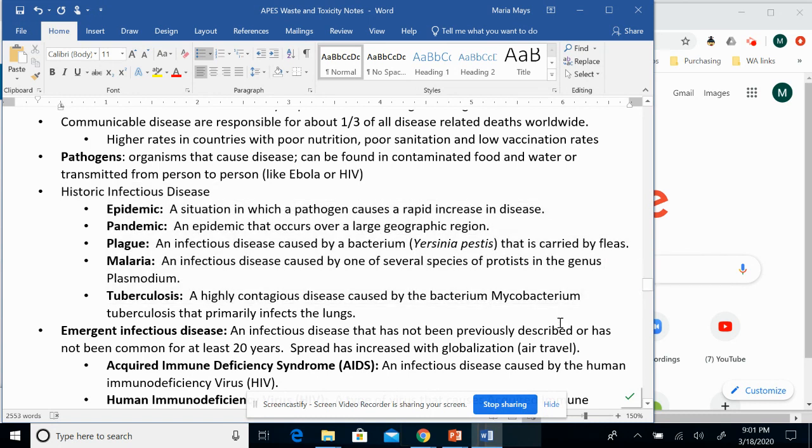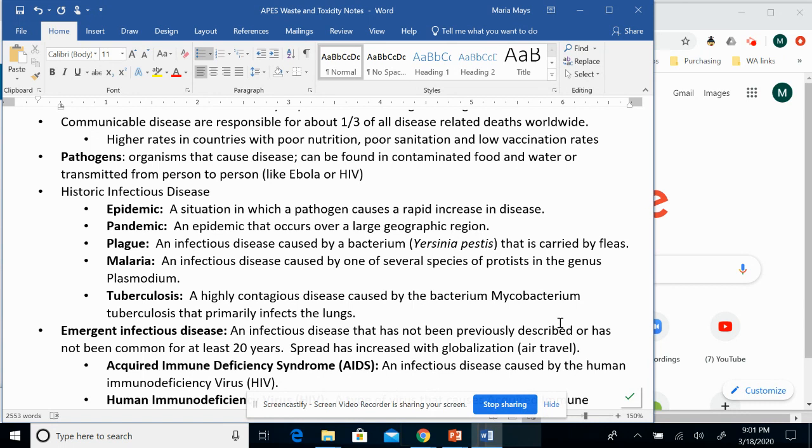So an epidemic is any situation in which a pathogen causes a rapid increase of disease. But epidemic is typically used for when we have a small area. A pandemic is when it's over a large geographic region. So that is why we have a pandemic now, because it is worldwide.